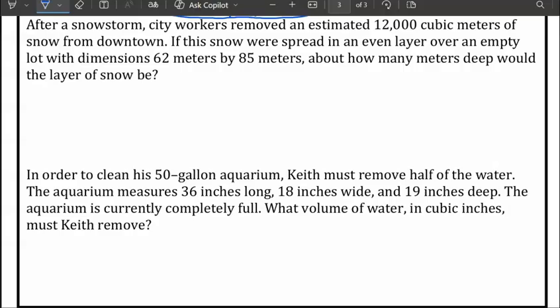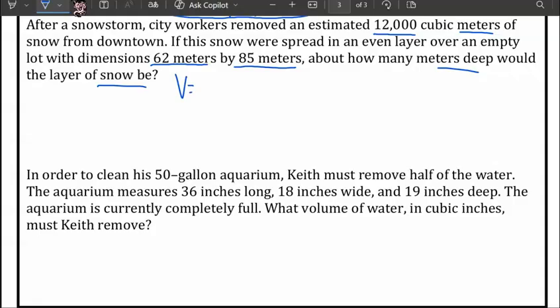After a snowstorm, city workers removed an estimated 12,000 cubic meters of snow from downtown. If this snow were spread in an even layer over an empty lot with dimensions 62 meters by 85 meters, about how many meters deep would the layer of snow be?